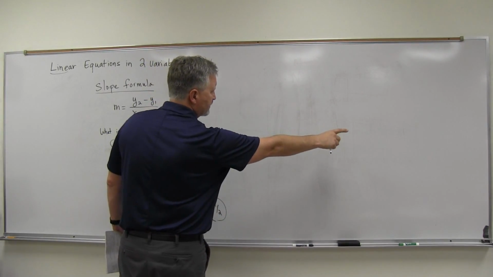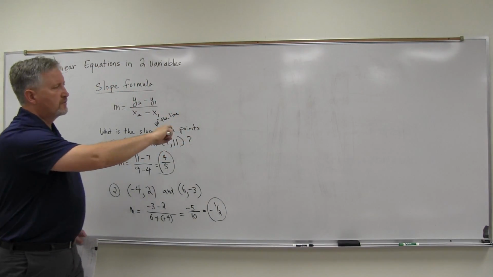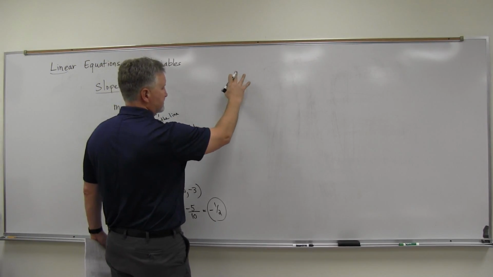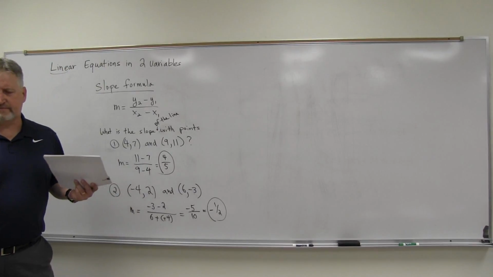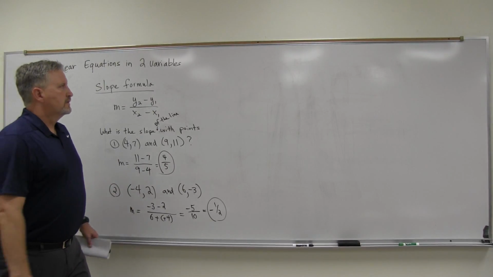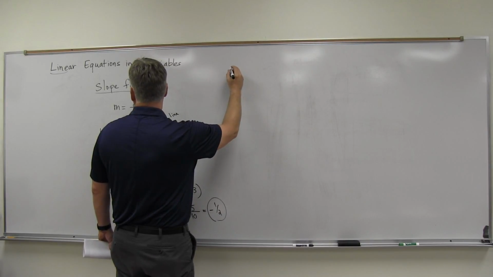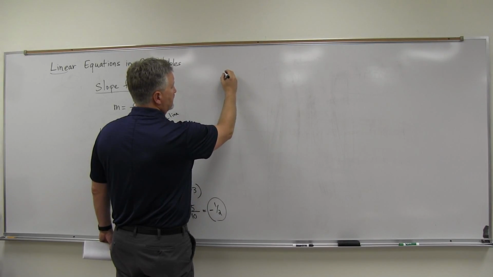Let me go ahead and mention real quick the reason that a vertical line turns into undefined slope. This same thing does come up other times, so let's go ahead and talk about it.